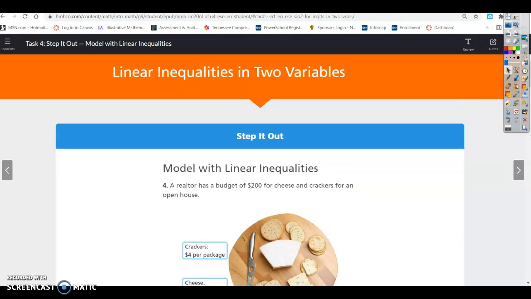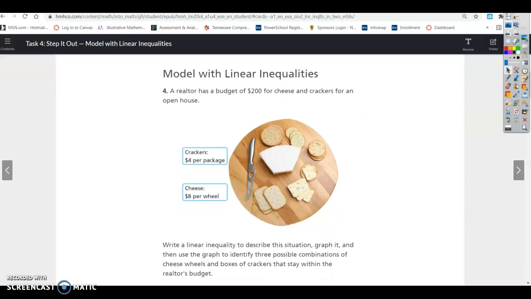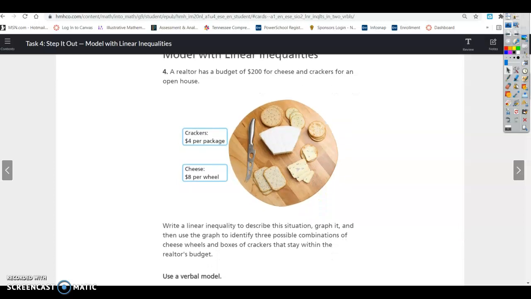All right, guys, lesson 10.1, task 4. It says model with linear inequalities. A realtor has a budget of $200 for cheese and crackers for an open house. The crackers cost $4 per package, and the cheese costs $8 per wheel. Write a linear inequality to describe this situation. Graph it, and then use the graph to identify 3 possible combinations of cheese wheels and boxes of crackers that stay within the realtor's budget.